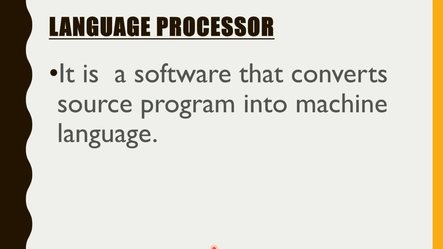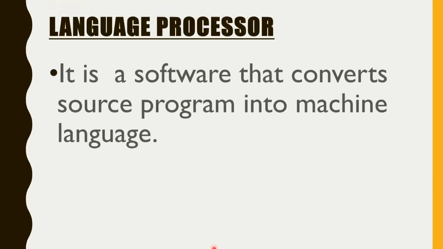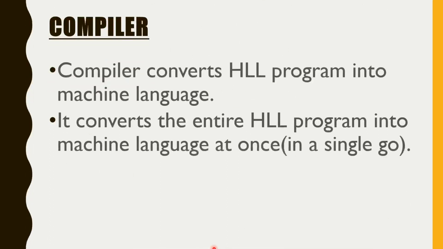Now we are going to discuss language processor. So basically, what is language processor? It is a software that converts source program into machine language. So as we discussed, there are two main programs which convert high level language into machine language. First one is compiler and another one is interpreter. So what is compiler? Compiler converts high level language program into machine language. It converts the entire HLL program into machine language at once, that is in a single go.